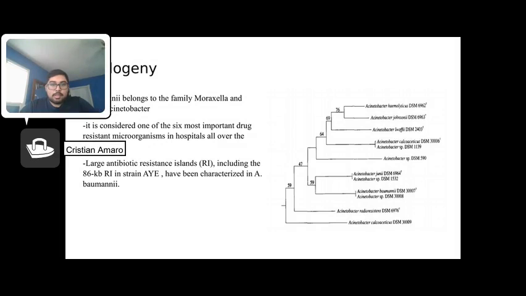Baumannii belongs to the family Moraxellaceae and the genus Acinetobacter. It is one of the 6 most important drug-resistant microorganisms in hospitals all over the world. It has large antibiotic-resistant islands and is known to rapidly develop resistance to antibiotics commonly used in hospitals and in war fronts all over the world.